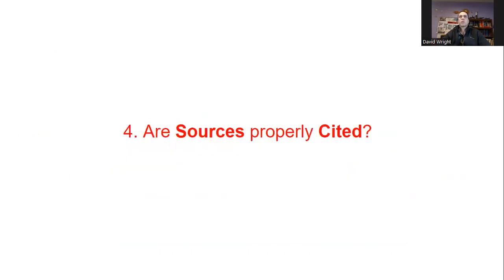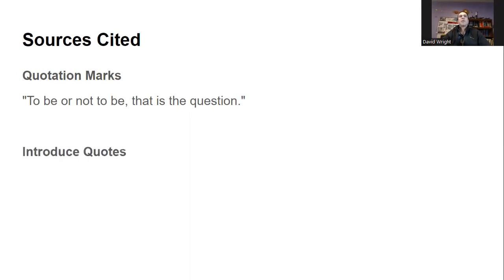Are sources properly cited? For one thing, you need to use quotation marks whenever you quote from a book or the internet. To be or not to be, that is the question. You didn't come up with that sentence. It came from somewhere else. We need to know where it comes from. Introduce quotes. Hamlet, he's the guy who said it. Hamlet says to be or not to be. That is the question.